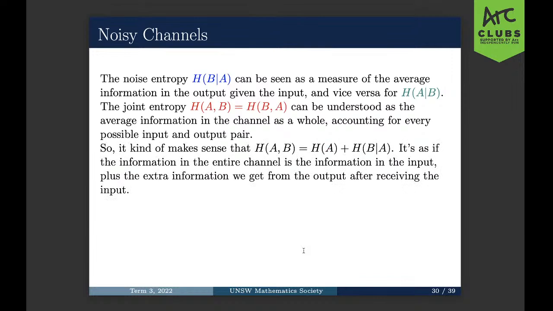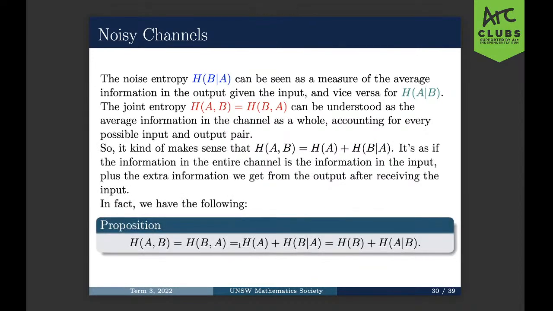I don't know if this will make sense, but to me it makes sense that the joint entropy is equal to the entropy of the source plus the noise entropy. It's as if the information in the entire channel is really just the information in the input, this part, plus the information that we get about the output given that we have the input. Similarly, we can go the other way.